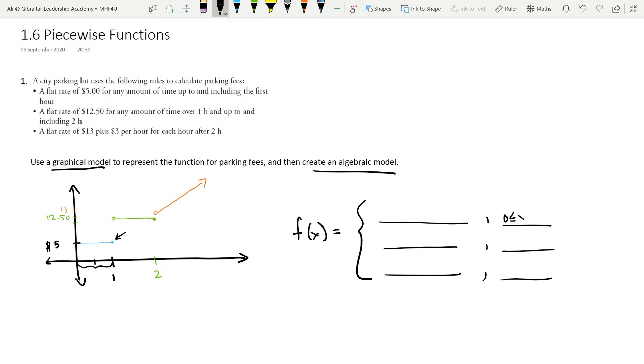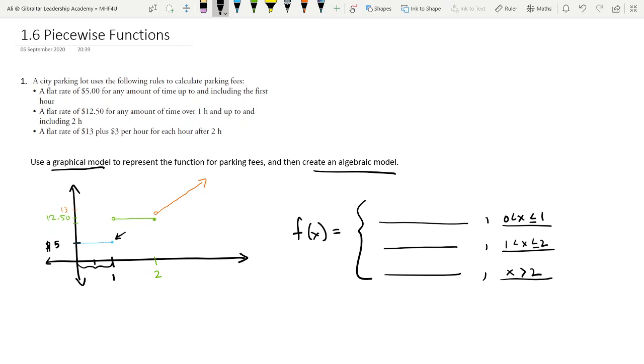So x is greater than, well, technically you won't be equal to 0, but less than or equal to 1. And then the second domain is between 1 and 2, so greater than 1, but less than or equal to 2. And the last one is when x is greater than 2. So the first one is between 0 and 1, the second one is between 1 and 2, and the last one is greater than 2.